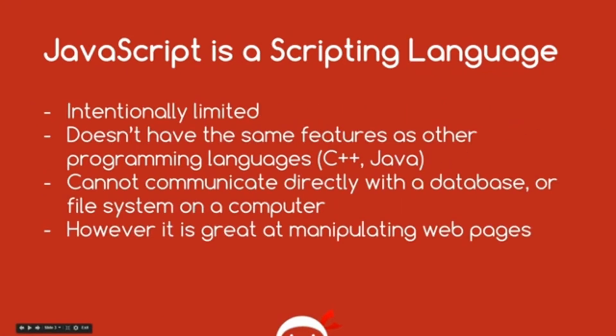Now, JavaScript is a scripting language, and many programmers will just disregard it as a scripting language, not a programming language. And by that, they mean it's intentionally limited. It doesn't have the same features as other programming languages such as C#, C++ or Java, in that it can't communicate with databases directly or file systems on a computer, among other things. However, its intended purpose was to add interactivity and to manipulate web pages, and for that, my friends, it's magnificent.